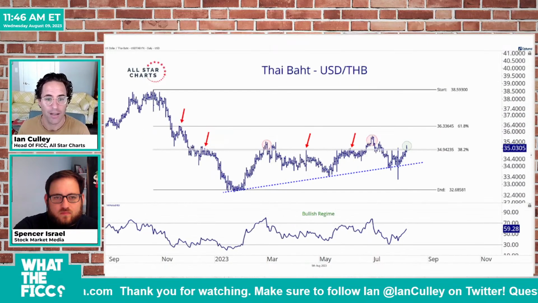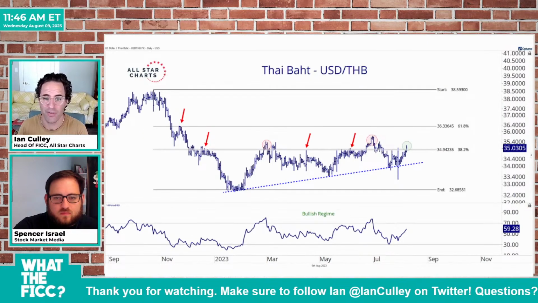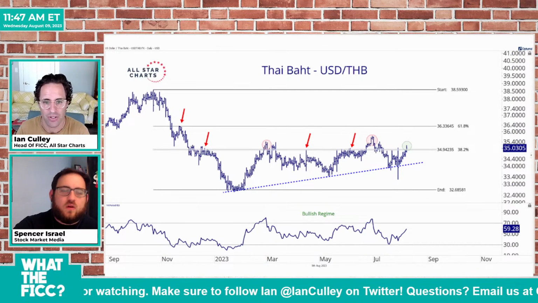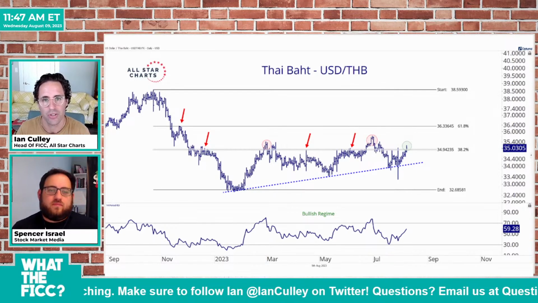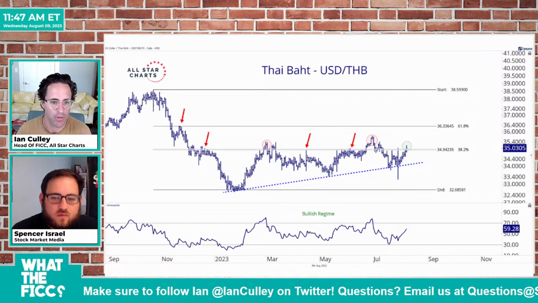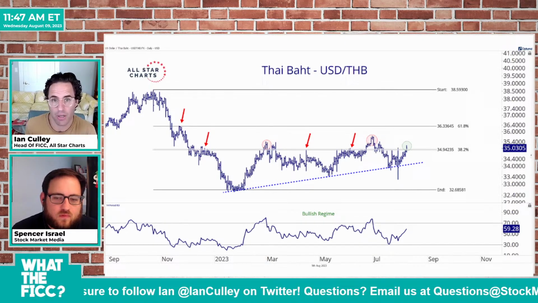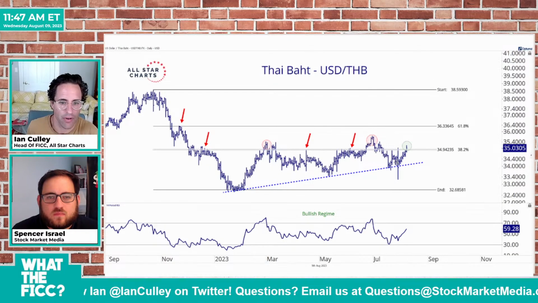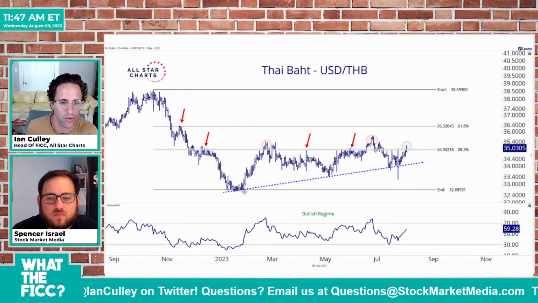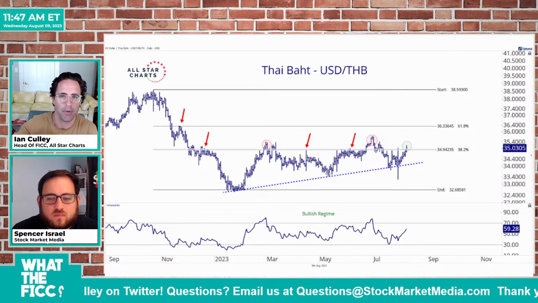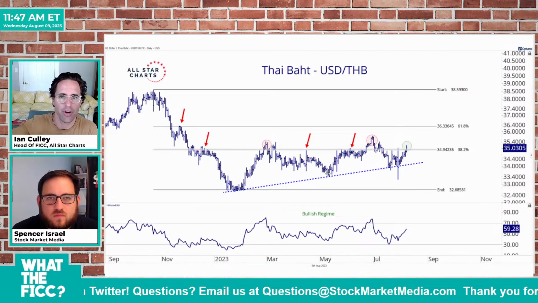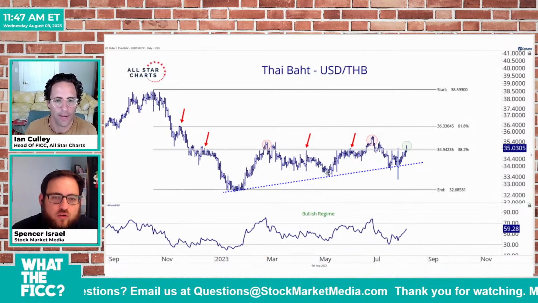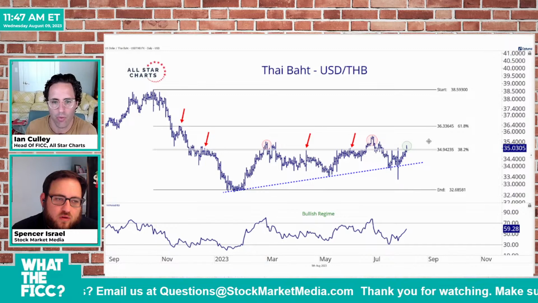Next up, Thai baht. As long as the Thai baht's above, let's say, 34.95, path of least resistance is higher, up towards 36. Again, it's in a bullish regime, and these are a series of higher lows. Bulls continue to step in and drive prices higher, raising that floor. So as long as it's above around 34.95.